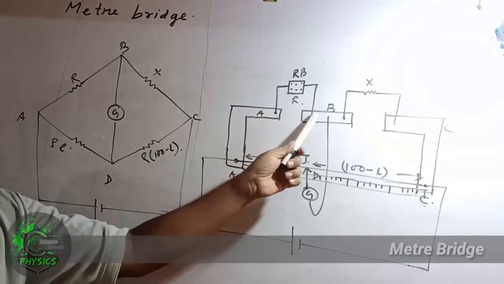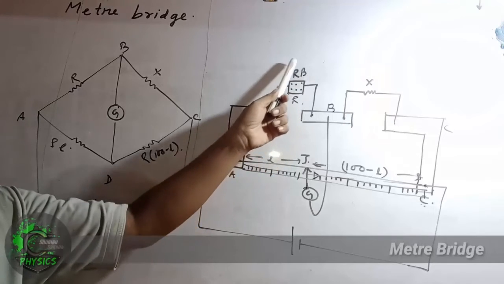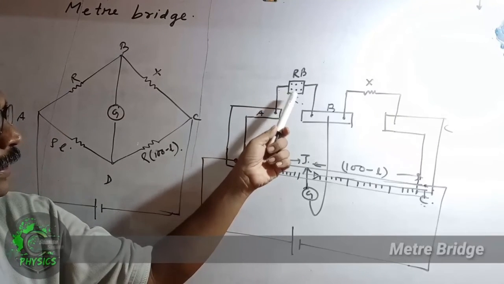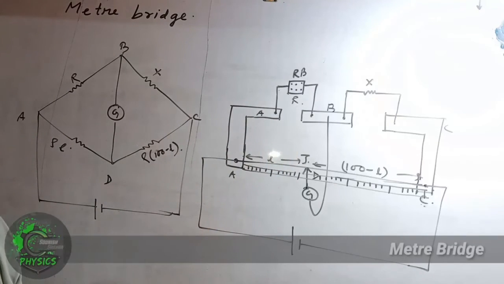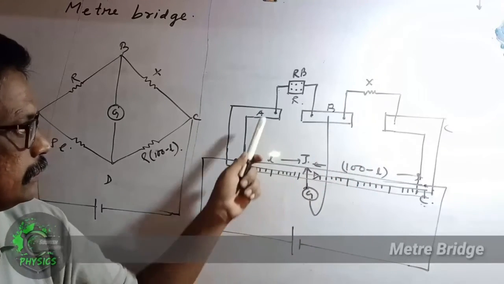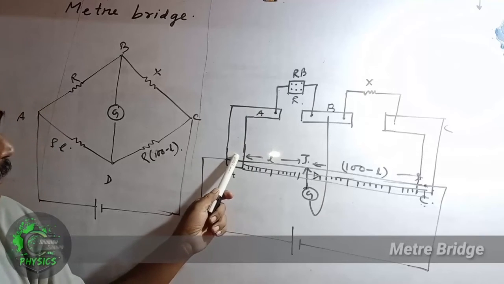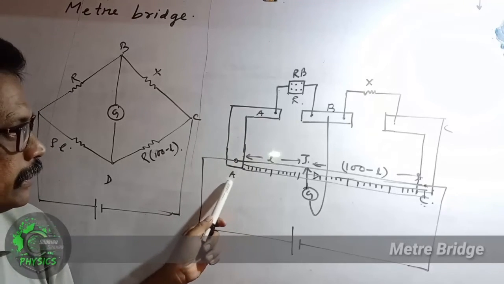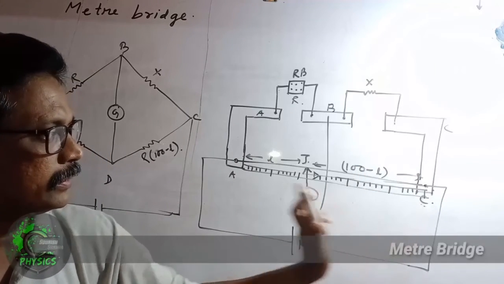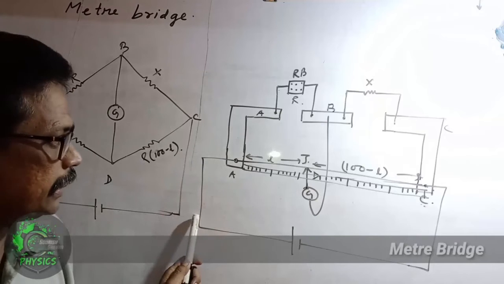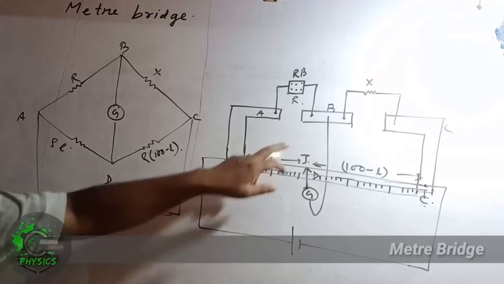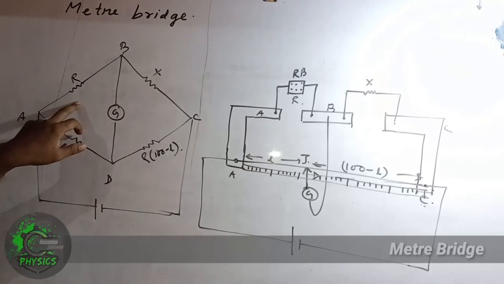Now, between A and B, we connect the resistance box, and we can introduce a resistance of any value through this resistance box. And the unknown resistance is connected between B and C. This point is A, it is a strip of negligible resistance, so here you can write A. This point is C, it is also of negligible resistance, so here I am writing C. Between C and A, we are connecting a cell.